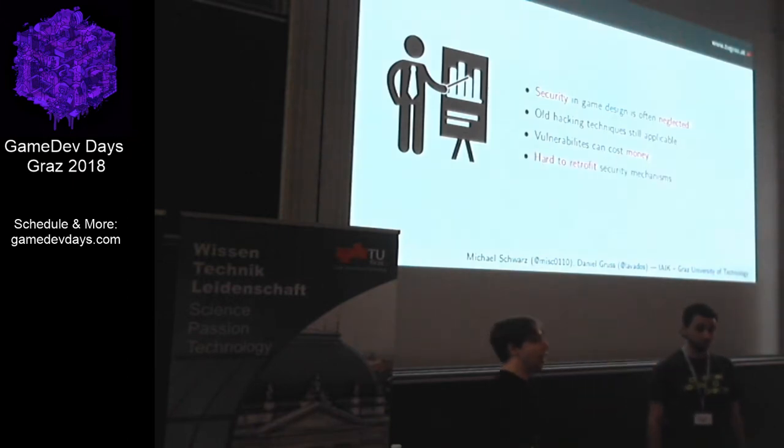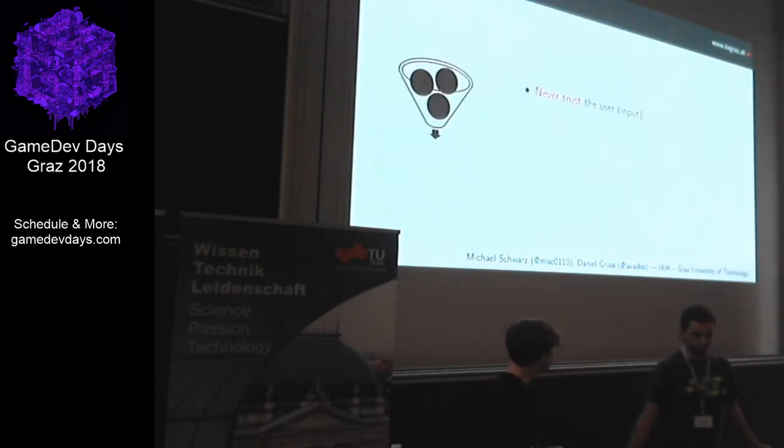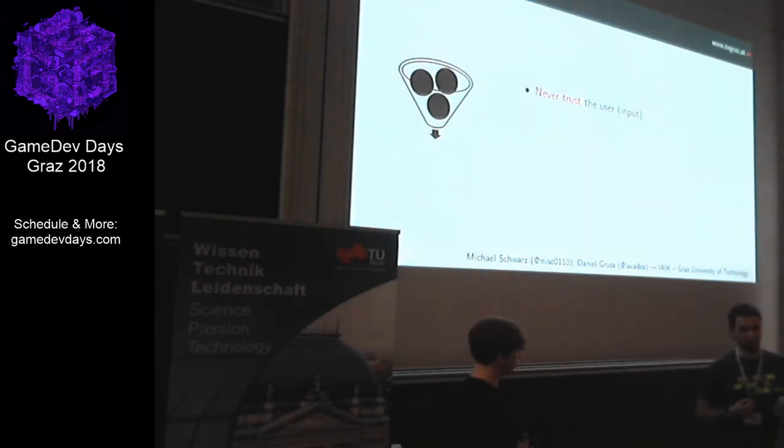And finally, as also said in the previous talk, you cannot really retrofit security mechanisms. You have to design them into the system from the start. So what are the takeaways of the talk? Never ever trust the user input. The user is evil. The user input is evil. Everything that comes from the user is evil.